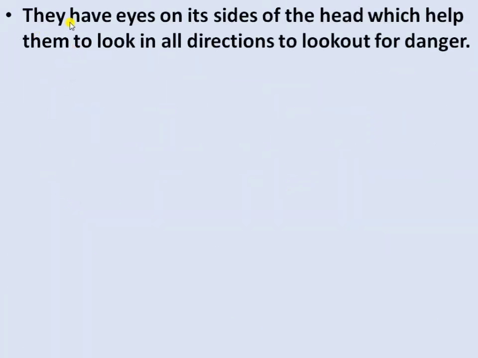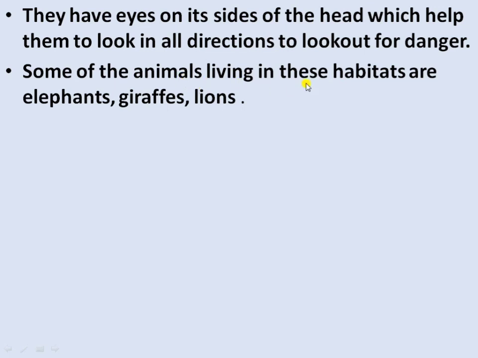Next adaptations are in deer. They have eyes on the sides of the head, which helps them to look in all directions to look out for danger. Deer are brown in color, so they cannot be easily spotted. Next, they have strong teeth for chewing hard stems of plants in the forest. Some of the animals living in these habitats are elephant, giraffe, lion and deer. And deer can run fast to escape from their predator, the lion.